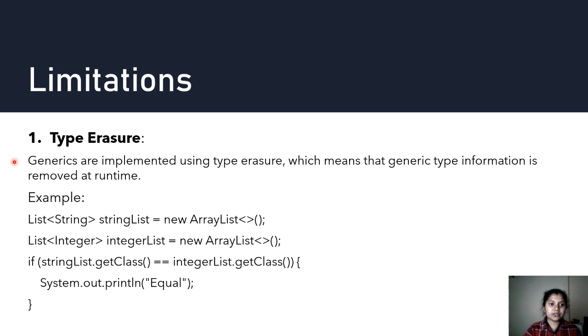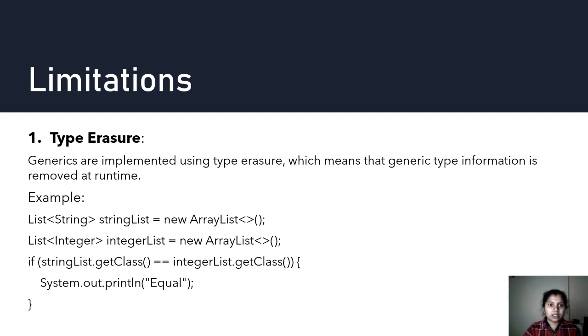Next are the limitations of using generics in Java. First is type erasure. Generics are implemented using type erasure, which means that generic type information is removed at runtime. Here is an example which provides a list of String and Integer with the names stringList and integerList. Here an if condition is created where stringList.getClass and integerList.getClass are compared, and they print equal if both getClass results are equal.